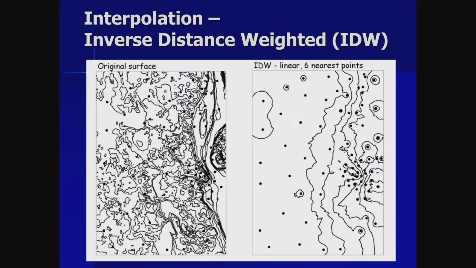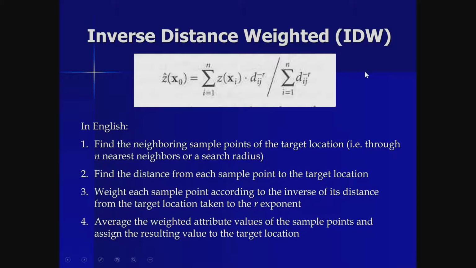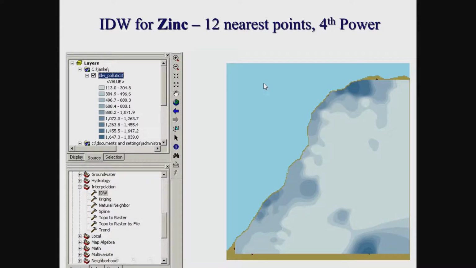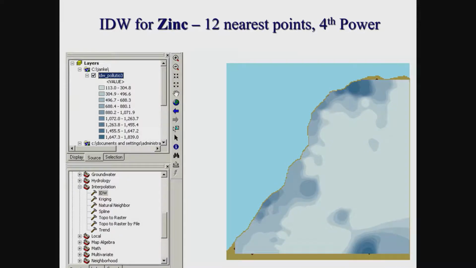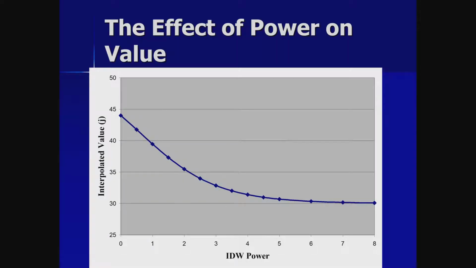It's increasing that exponent. So this number right here, this R, it's increasing that value. What you're doing is basically increasing the weights for faraway values more. If you left it at 1, then it would be linear. So here's IDW power and the interpolated value. It becomes more smooth.